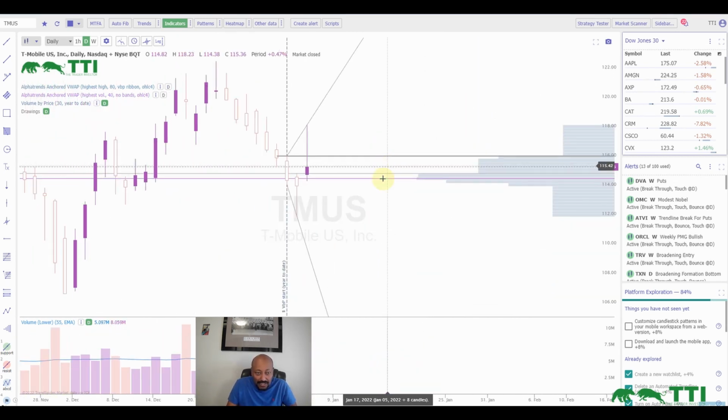Like if you're looking at T-Mobile, a couple of days ago it had a down day followed by a pin bar, right? The bears tried to take it lower, but the bulls stepped up and pushed the price higher. And then today, bulls came in again, stepped up, pushed the price higher, but then the bears stepped in once more and pushed the price back down. So in here, we see a very clear formation, right? We have higher highs and we have lower lows. So it is widening.